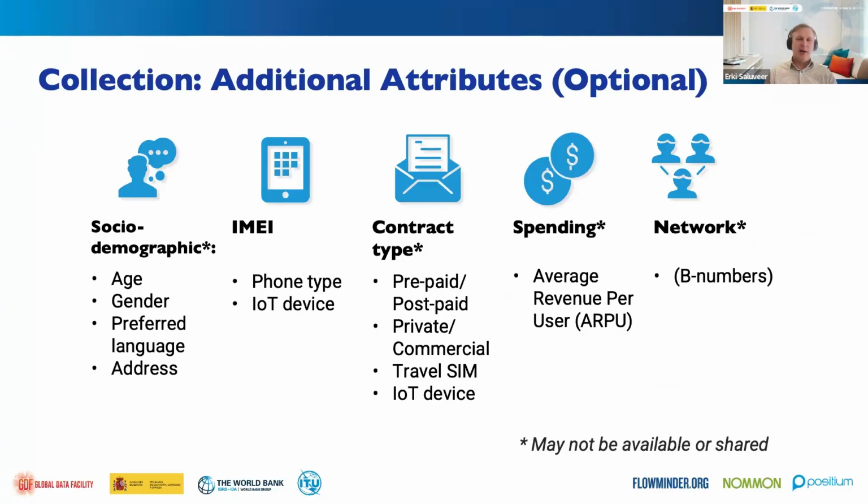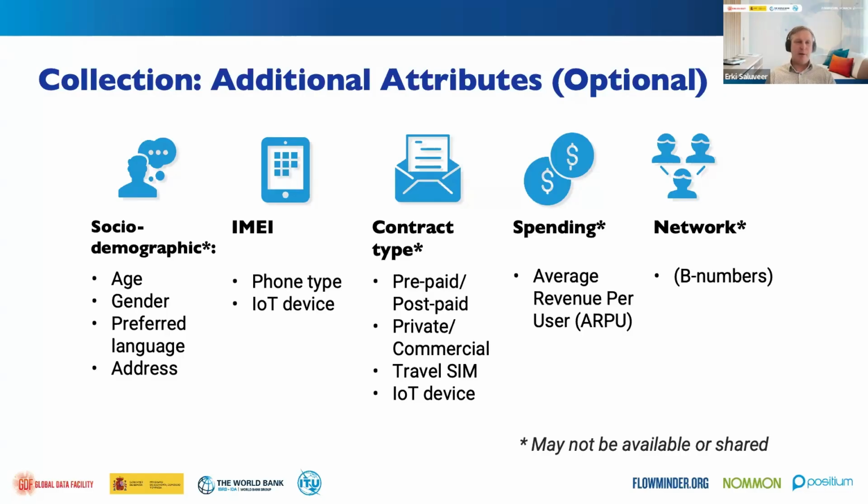Actually, a mobile network operator has a lot of other useful information available. They often have socioeconomic data available, like age, gender, preferred language, and address. But the data quality needs to be checked before use. It can be good, but it can also have some issues. But anyways, for the statistics generation, this is very valuable.